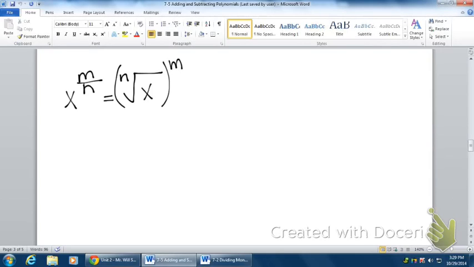What I mean by that, let's say if we had 9 to the 1/2. If we had that value, according to our formula, let me erase these.